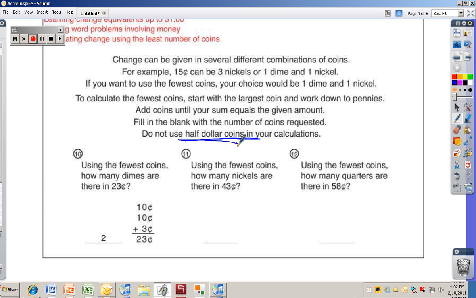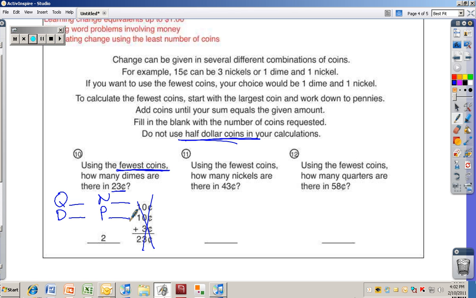Now I'm going to teach you a different way to do these other than what is shown to you on the Excel. I believe this is a much better way to do it. Use the fewest coins. How many dimes are there in 23 cents? Every time you see using the fewest coins, I want you to write QDNP. Remember that. QDNP.